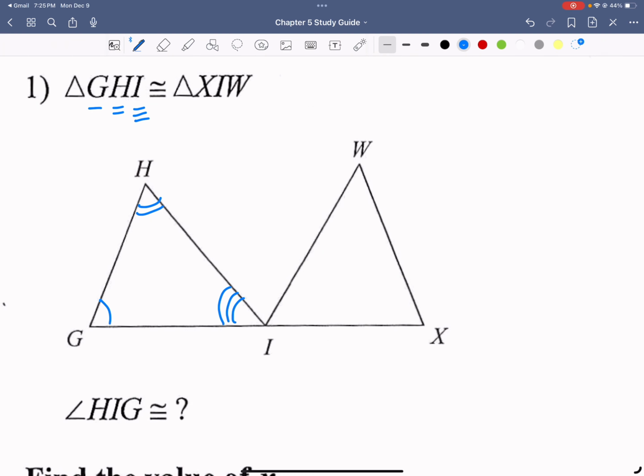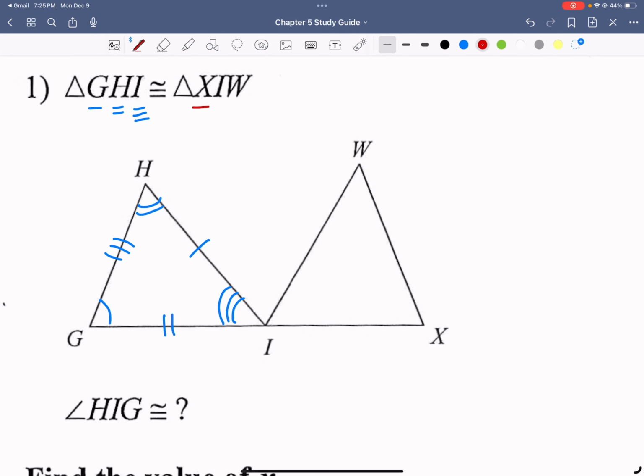And then, remember, you can also say that the different side, the one that's across from it, is 1 tick mark, right? The one that's across from this one is 2. And the one that's across from the 3 is going to be 1, 2, 3 tick marks. So that's what we're going to do. 1, 2, 3.